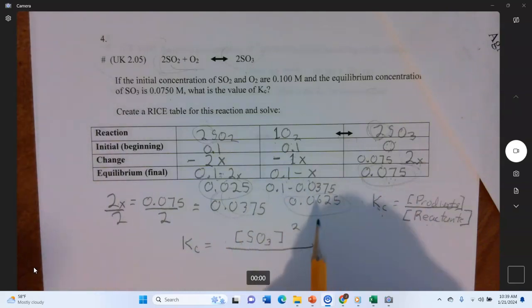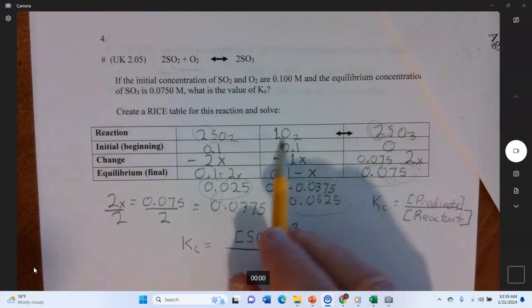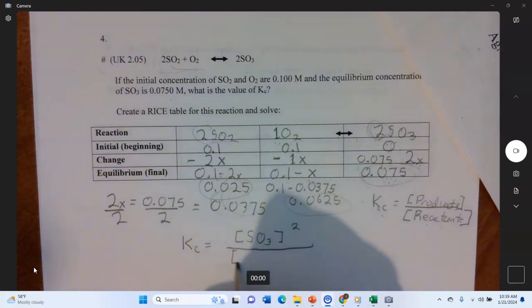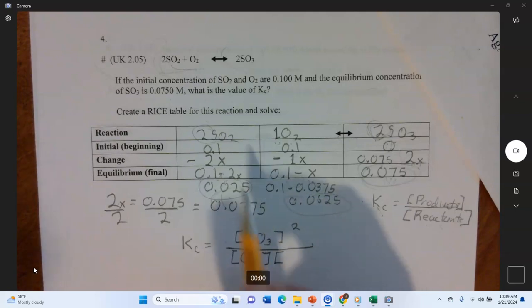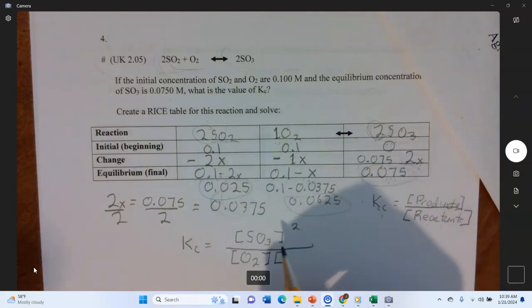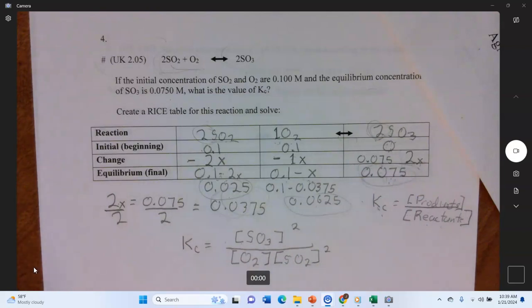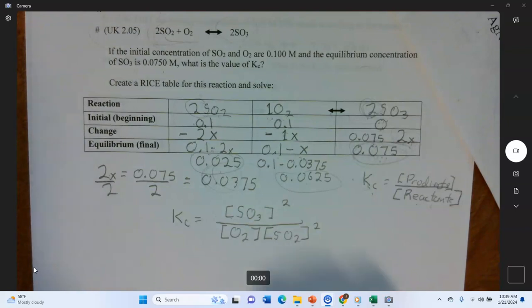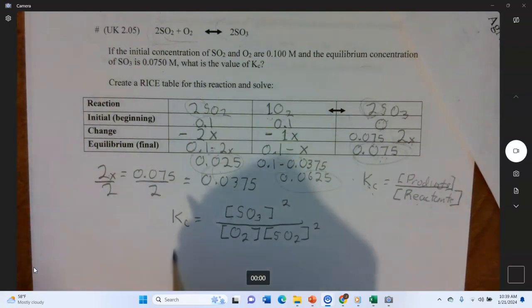Now we have O2, and there's a coefficient of 1, so it's going to be the concentration of O2 times the concentration of SO2, and you're going to raise that to the second power. So that's our law of mass action. You should always write it in general form like that with the equation rather than plugging in the numbers right away.